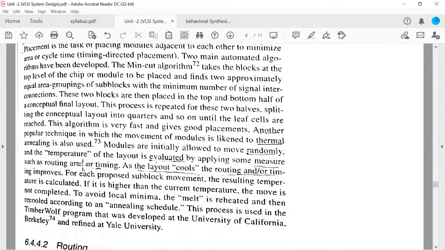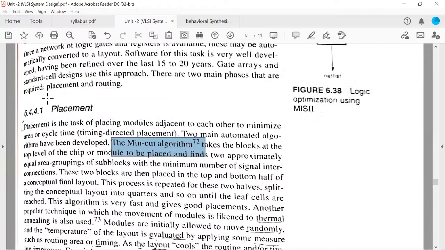For this placement, various types of algorithm can be used, such as min cut algorithm. Along with them, several other types of algorithm are available as well, that can be used to minimize the placement.